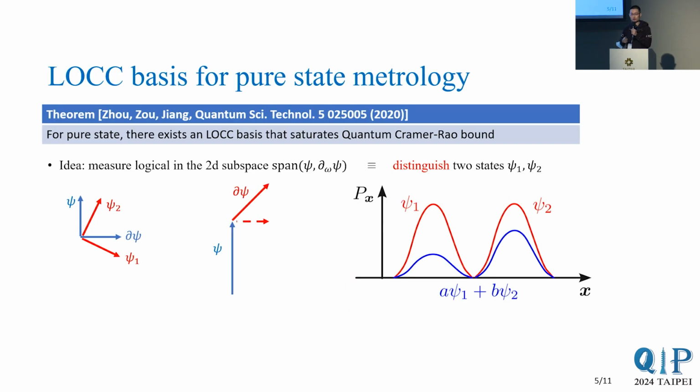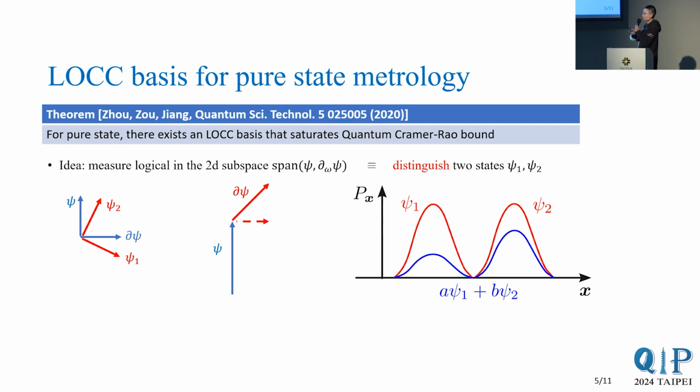So then I want to show the LCC measurement protocol. There is already a known theorem which says that for the pure state metrology considered here, there always exists an LCC basis that saturates the quantum Cramér-Rao bound, so in our case, achieves the Heisenberg limit. I'd like to first show why this theorem holds, and further that for GHZ metrology, this LCC basis does not only exist, but also can be determined in polynomial time.